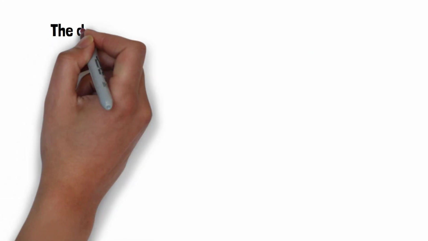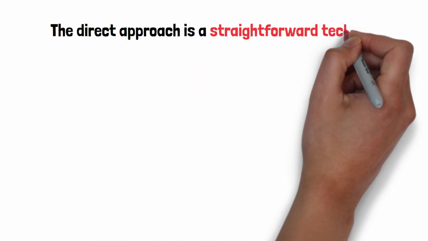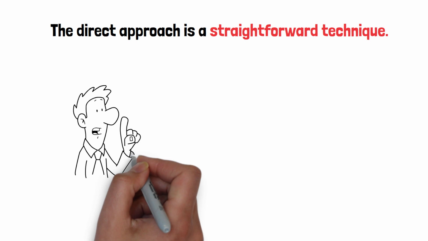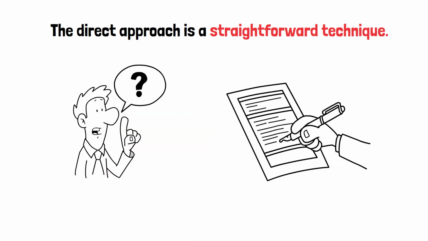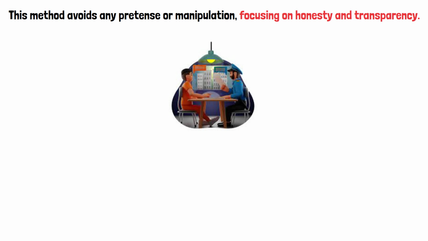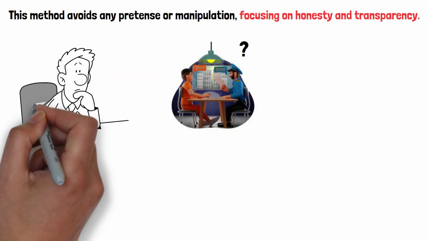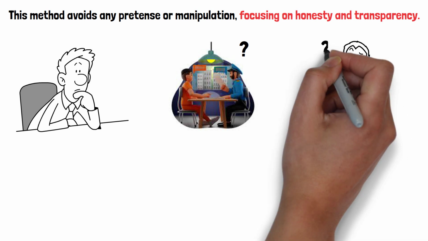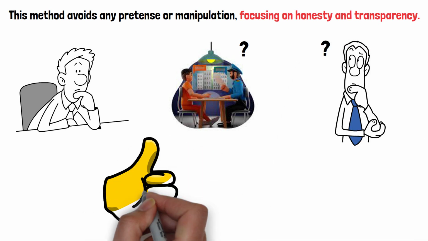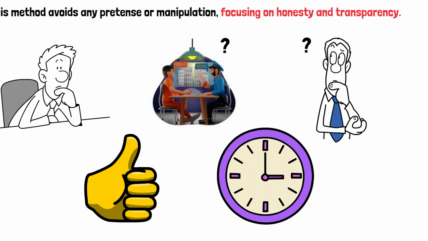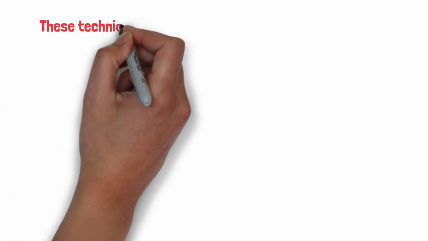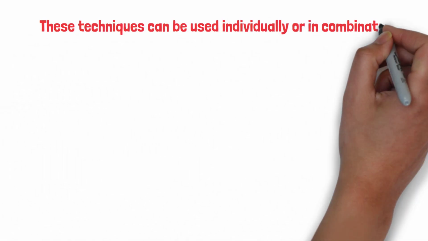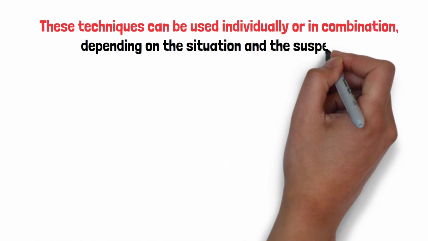Direct approach. The direct approach is a straightforward technique where the interrogator asks clear and concise questions to get information quickly. This method avoids any pretense or manipulation, focusing on honesty and transparency. The interrogator presents the questions in a simple and easy-to-understand manner, ensuring that the suspect knows exactly what is being asked of them. This approach can be effective when time is of the essence, or when dealing with suspects who appreciate direct communication. These techniques can be used individually or in combination, depending on the situation and the suspect.